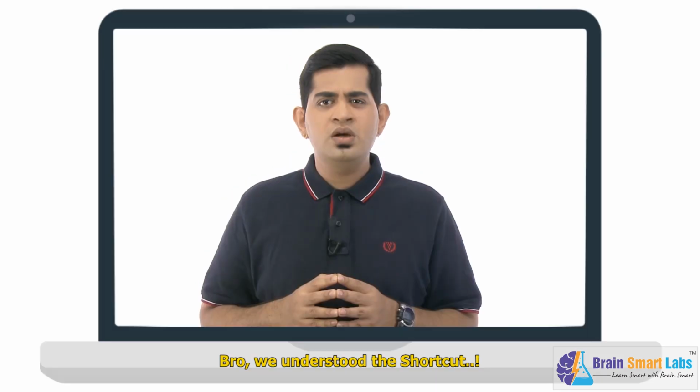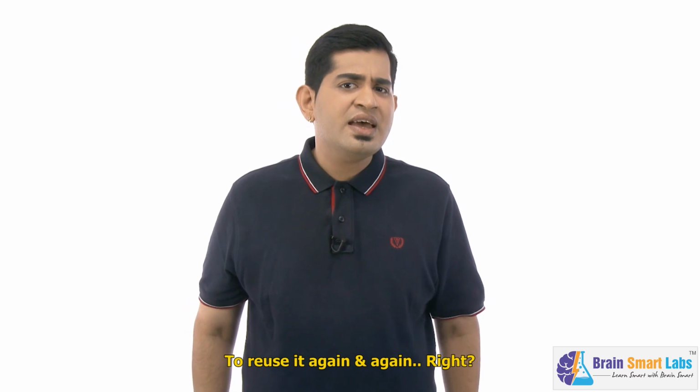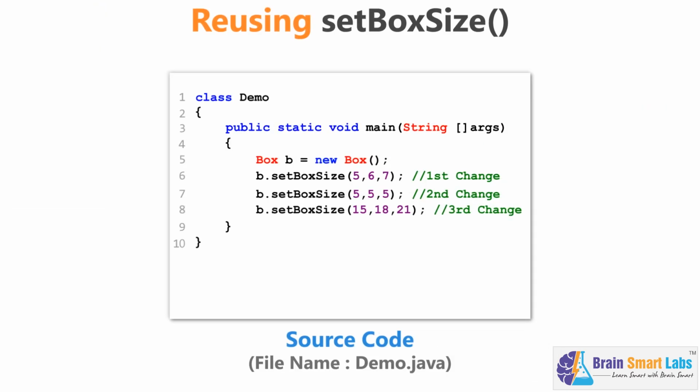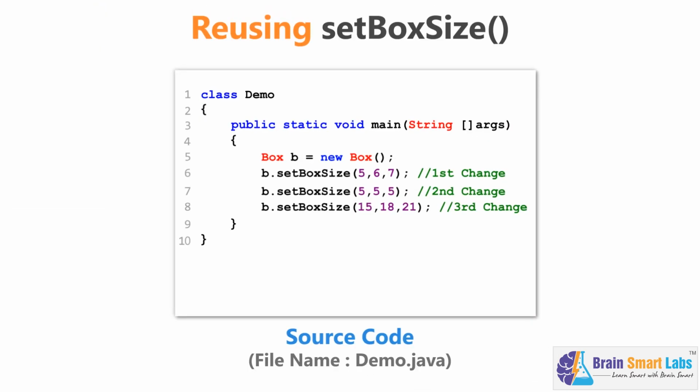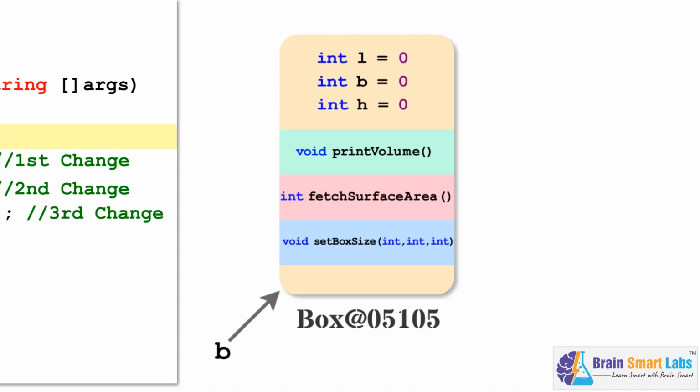Shortcut, Guru, I understood the shortcut. But my question is, can we reuse this method again and again to change the values of our box object? Why do we write a method in Java? To reuse it again and again. Here the setBoxSize method that we have written inside the box template is now a member of our box object. It can of course be reused n number of times, and each time we use it, the dimensions of our box object will get changed to the values that we pass as arguments through this method.